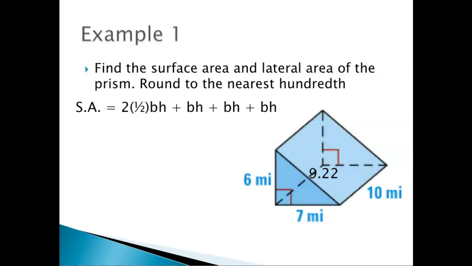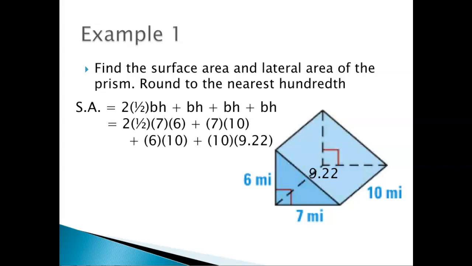So 1/2 base times height, that's 1/2 times 6 times 7. And then we've got three rectangles. So we've got 7 by 10. You can kind of see that as the surface that is right now on the bottom. And then we've got two more rectangles, so one on the side, on the left there. And we also have the really large one, the 10 by 9.22 rectangle.